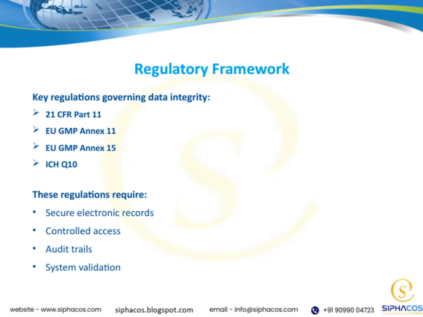These regulations share some common requirements that are crucial for maintaining data integrity. First, they emphasize the need for secure electronic records to prevent unauthorized access or tampering. Controlled access is also essential, meaning only authorized personnel can modify or view sensitive data. Audit trails are another key point. They help us track every change made to records, providing transparency and accountability. Lastly, system validation is critical. It ensures that our systems are consistently reliable and compliant with regulatory standards. Overall, these regulations create a robust framework that guides us in protecting the integrity of our data throughout the entire life cycle, which is fundamental to ensuring product quality and patient safety.